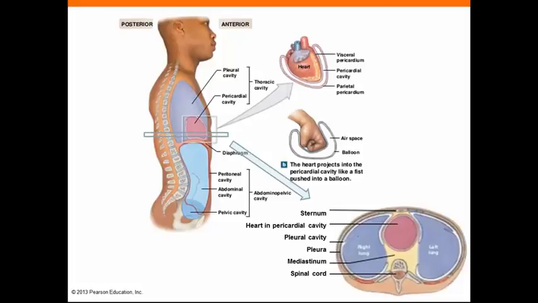The heart is surrounded by a pericardial cavity, which is lined by serous membrane, the pericardium. The visceral pericardium, or the epicardium, covers the heart, and the parietal pericardium lines the inner surface of the pericardial sac. Pericardial fluid is found between the layers and is there to reduce the friction as the heart beats.